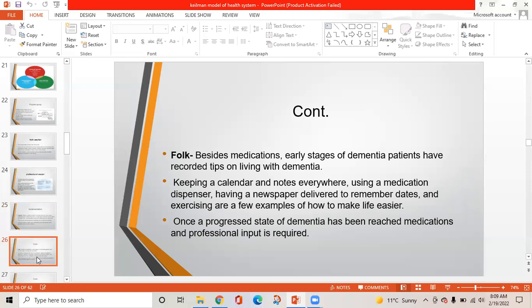Folk sector: besides medications, for early stages of dementia, patients have recorded tips on living with dementia. Keeping a calendar and notes everywhere, using a medication dispenser, having a newspaper delivered to remember dates, and exercising are a few examples of how to make life easier. Once a progressed state of dementia has been reached, medications and professional input are then required.